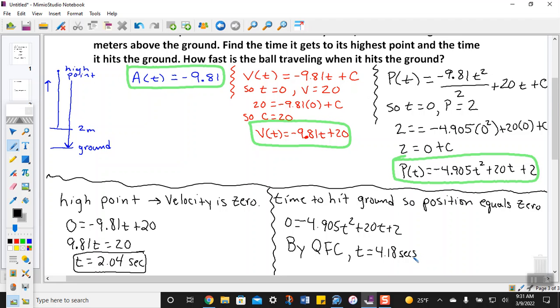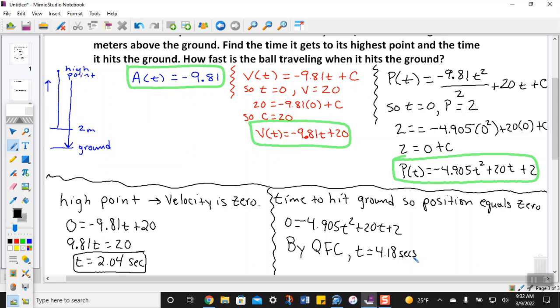Now, that's the time it takes to get to the ground. So the other part of that: how fast is the ball traveling when it does hit the ground? When I ask you how fast something is going, is that an acceleration, velocity, or position that we're asking for? That'd be a velocity. So we really want the velocity at what time now, kids? We want the velocity at 4.18 seconds.